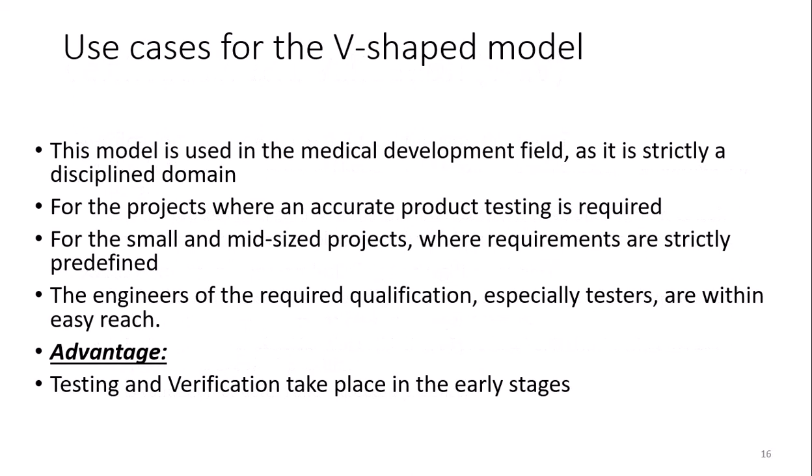Use cases for the V-shaped model. This model is used in the medical development field as it's strictly a discipline domain, for projects where accurate product testing is required. For small to medium sized projects where the requirements are strictly predefined, and engineers of the required qualification, especially testers, are within easy reach. Because of the many test cases, test engineers are required. Advantage: testing and verification take place in early stages.